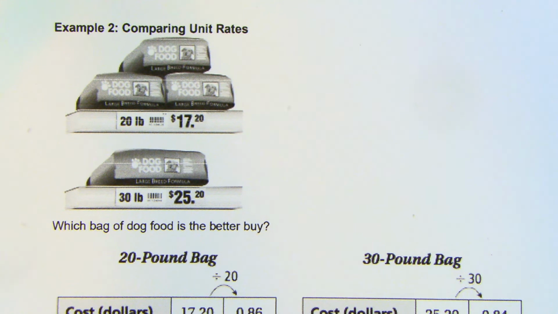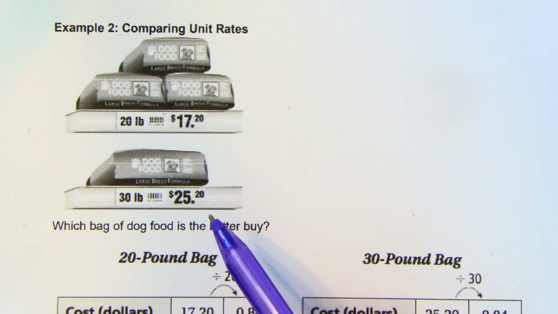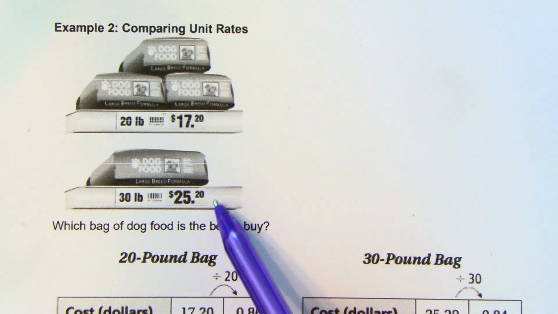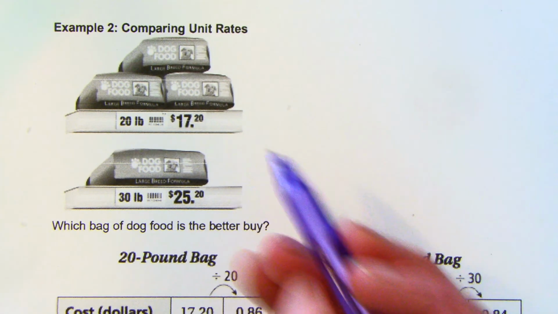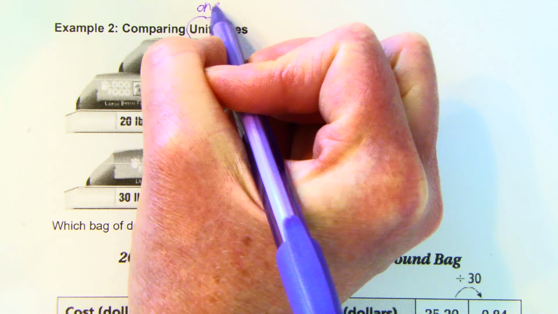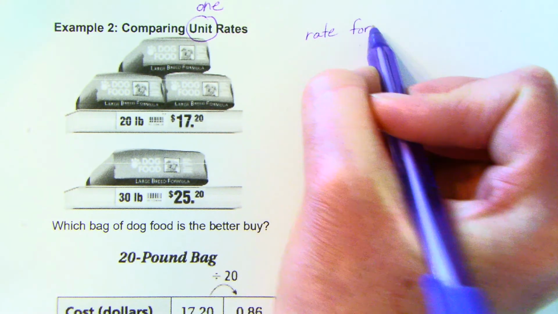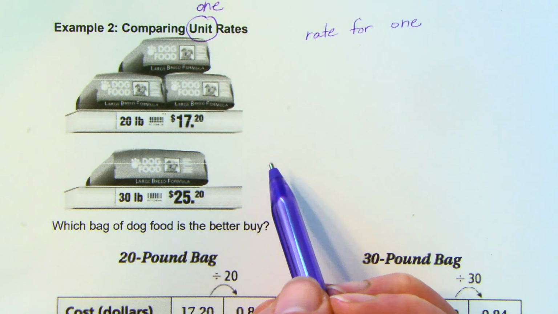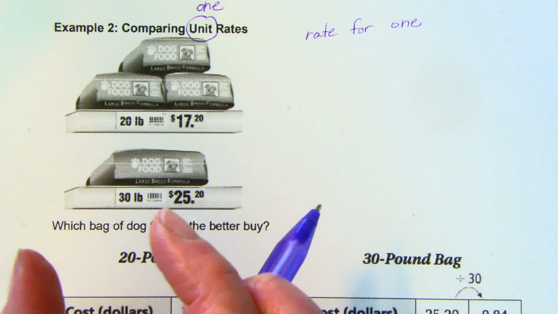Example 2 is comparing unit ratios. This is one of the most powerful things, one of the most useful things that you can learn how to do. This is a super useful everyday skill, comparing unit rates. A unit means 1. So we're finding the rate for 1. When you compare unit rates, you can find which one is more or which one is less for an individual item.